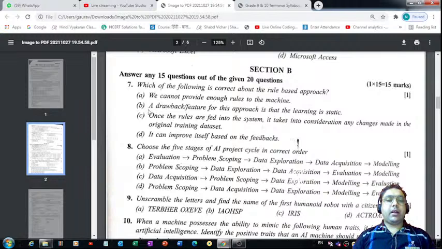B part is a drawback or feature for this approach is that learning is static. That is absolutely right. Why is it right? Because in rule based, suppose you have created a machine using rule based approach. After creating that machine, if you put it into an environment where it comes across a situation or some data about which it doesn't have any information in its database, right? You have fed some data to the machine. Now it came across some data about which it doesn't have any information in its database. So what will happen? It will not be able to analyze that data, right? It cannot learn from its own experience.